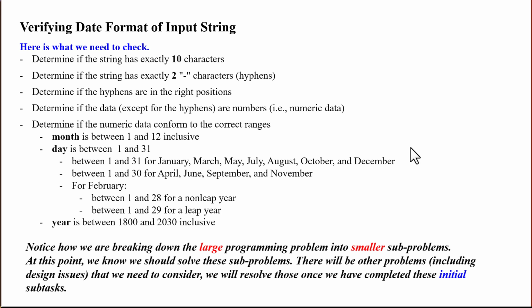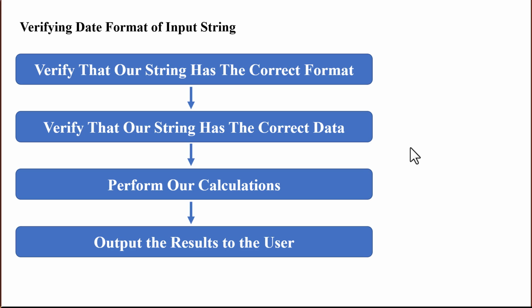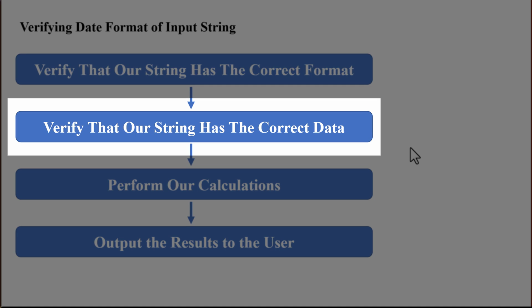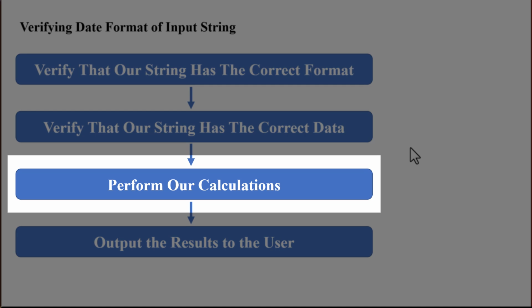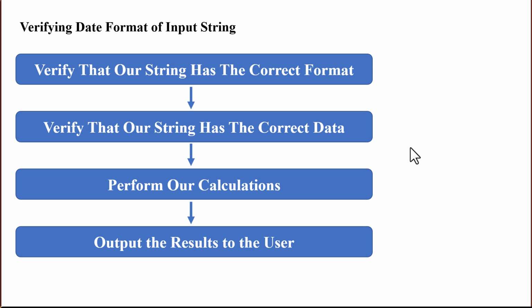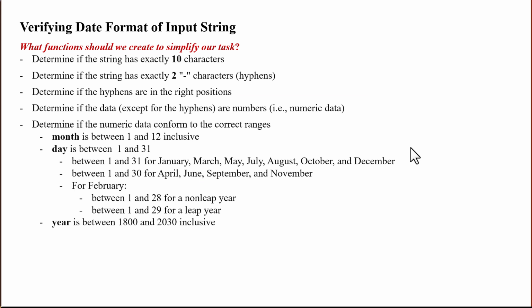So overall, let's look at how our thought process is laying out. We need to verify that the string has the correct format. Once that happens, verify that the data is correct, perform our calculations, such as is it a leap year, what is the day of the week, and then output the results to the user. So this is a kind of a high-level overview of what needs to happen. Now, how do we go about verifying these initial tasks?